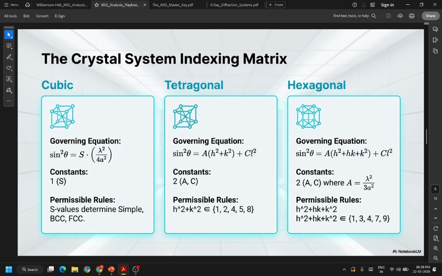For tetragonal, you have sin²θ equals A(h² + k²) + C l². So now you have two constants, A and C. For hexagonal, the governing equation becomes sin²θ equals A(h² + hk + k²) + C l². It also has two constants, A and C, but here A is λ²/3a² and not λ²/4a².